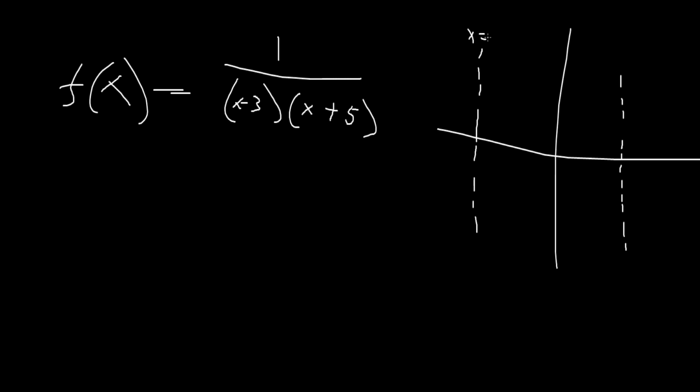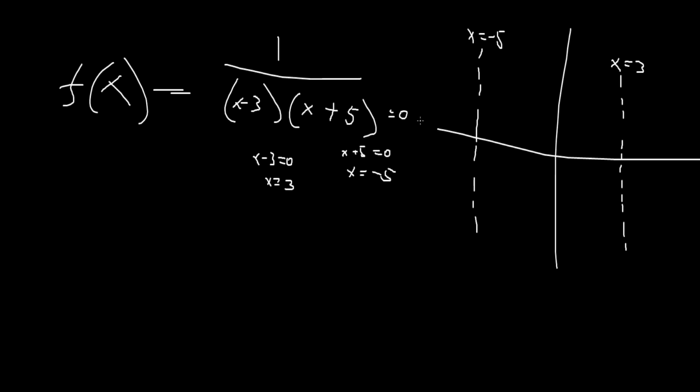And if you're wondering how I came up with those numbers, basically what I did is I set the bottom equal to 0. So I did x minus 3 equals 0. So that gives me x equals 3, which is this line over here, x equals 3. And I did the same thing with x plus 5. So if x plus 5 equals 0, then x equals -5. So there I have very clear discontinuity.